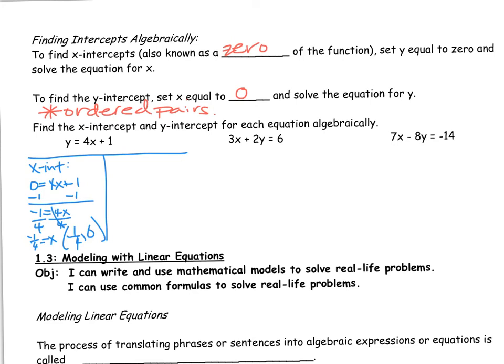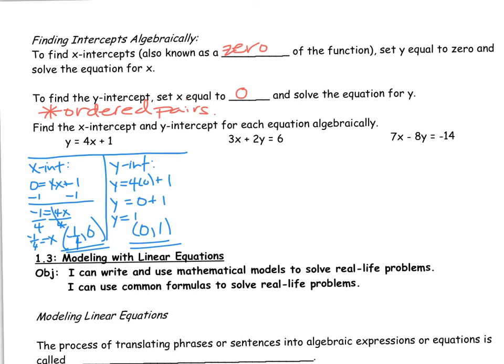Now do the same thing for the y-intercept. This should go a little bit faster, I would think. If we let x equal 0, that's 4 times 0 plus 1. So that's just 0 plus 1, which is 1. Not too bad. Again, as an ordered pair, 0, comma, 1.